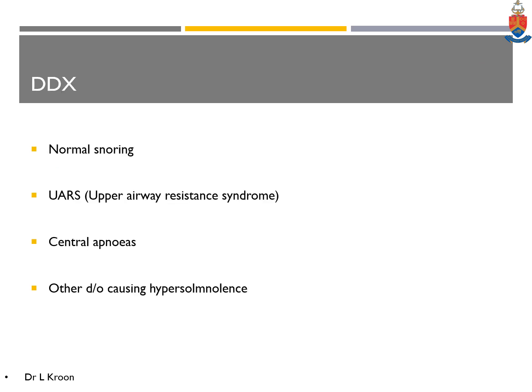So the differential diagnosis for this could be snoring. Some patients can snore without having apnea. Upper airway resistance syndrome, or UARS, is another type of airway problem, but there's no complete obstruction, as well as central apnea, which we've touched on. And then there are also other disorders causing hypersomnolence.